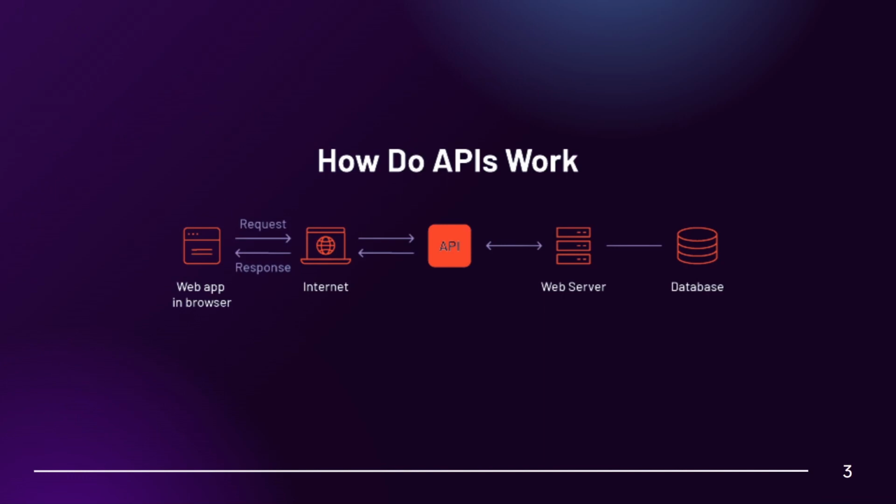This is how it actually works, right? So we have the web application in the browser, as I called it, which is sending a request to the internet. The API is getting to the web server, which is processing the data and taking everything that was requested from the database, and then it returns it, using the same tools like the internet, to send the response back to the app.